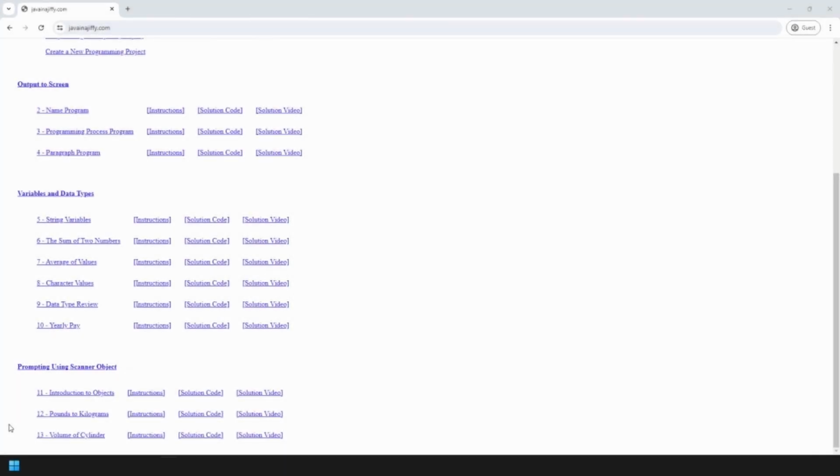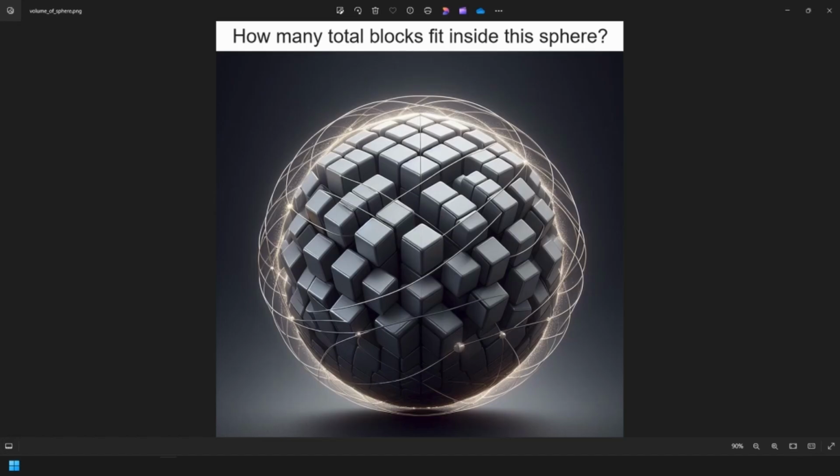In this video, I'll be discussing Program 13, Volume of a Cylinder, which demonstrates how to write a program to solve a math problem. Let's take a look at a question that I think everyone can easily understand and then write a program to solve it for us. The main question for this video is, how many total blocks fit inside the sphere?